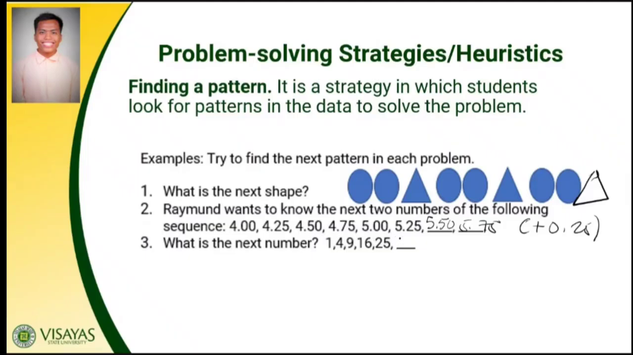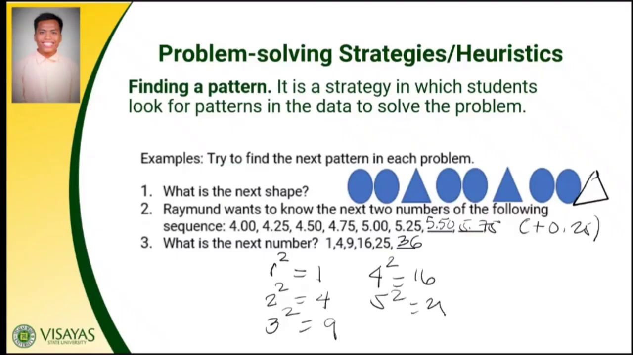36. How did you get 36? Squaring counting numbers. Yes, it's the squares of the counting numbers. So 1 squared is 1, 2 squared is 4, 3 squared is 9, 4 squared is 16, 5 squared is 25. Therefore, 6 squared is 36. So that's correct. Okay, so that's the first strategy, finding a pattern.